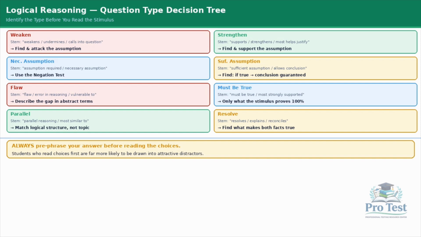If you see flaw, error in reasoning, or vulnerable to criticism, describe the logical gap in abstract terms. If you see must be true or most strongly supported, treat it like an inference question and look only for what is absolutely proven by the stimulus. If you see parallel reasoning, match the logical structure, not the topic. Always pre-phrase your answer before reading the choices. Students who read the choices first are far more likely to be drawn into attractive distractors.